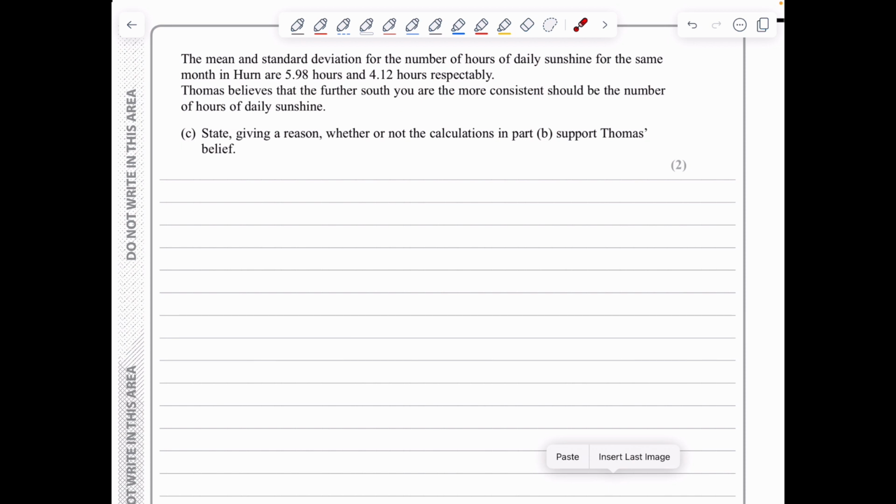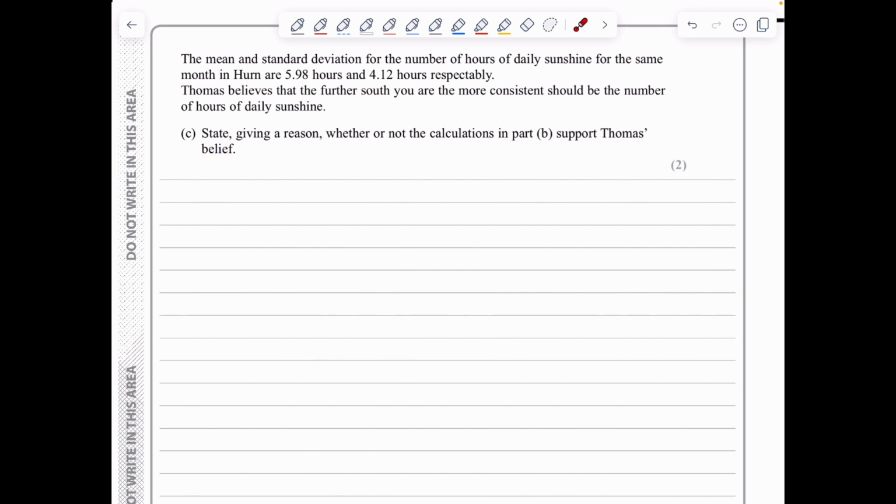We are then told that the mean and standard deviation for the number of hours of daily sunshine for the same month in Hurn were 5.98 hours and 4.12 hours respectively, and Thomas believes that the further south you are, the more consistent should be the number of hours of daily sunshine. We need to state, giving a reason, whether or not the calculations in part B support Thomas's belief.